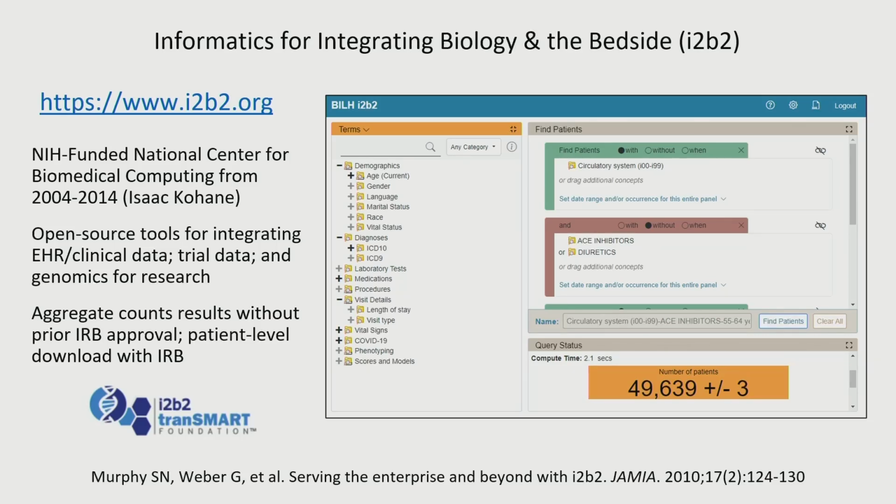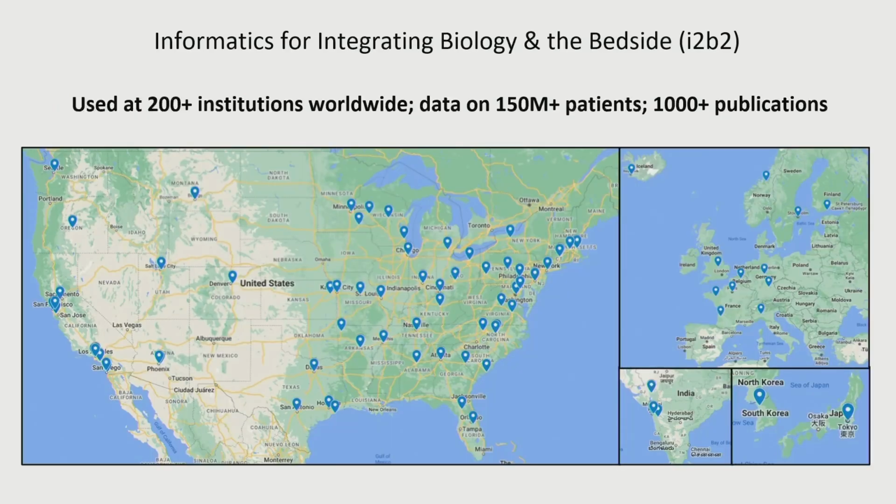Users can drag and drop in inclusion and exclusion criteria, and without IRB approval, you can get a count of the number of patients who meet those conditions. And then with IRB approval, you can download the patient-level data that represents that cohort. I2B2 has been very widely adopted. It's used at hundreds of institutions worldwide. More than 150 million patients are in different I2B2 instances.